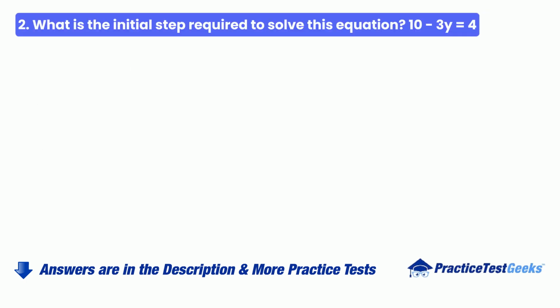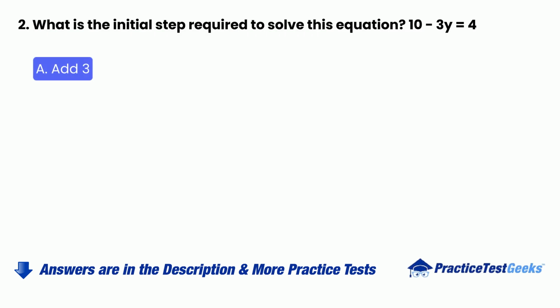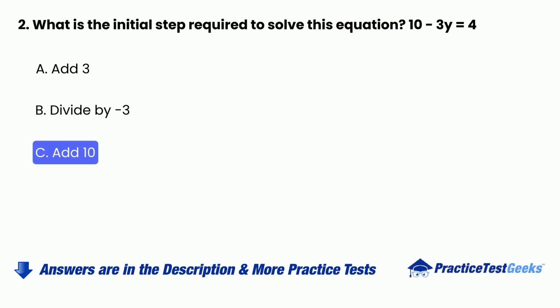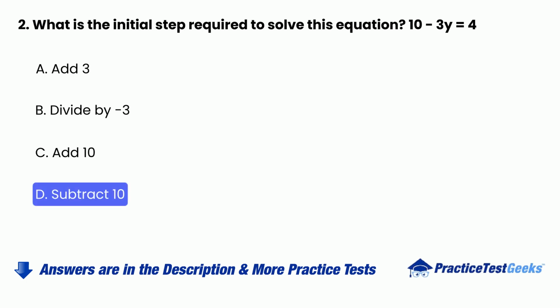2. What is the initial step required to solve this equation? 10 minus 3y equals 4. A. Add 3. B. Divide by negative 3. C. Add 10. D. Subtract 10.